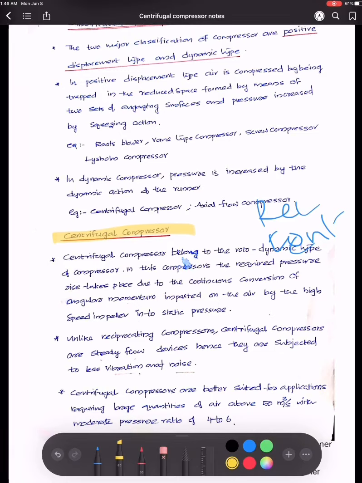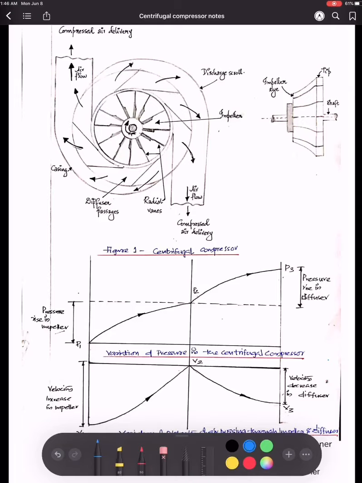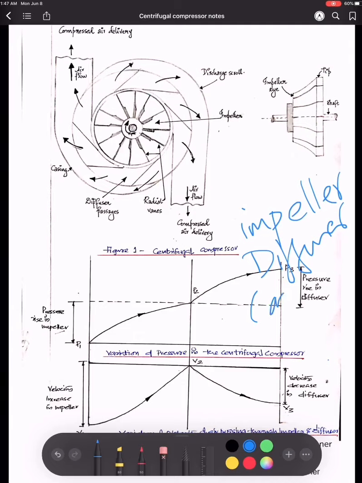It is a rotodynamic type of compressor in which the required pressure rise takes place due to continuous conversion of angular momentum imparted on the air by a high speed impeller into static pressure. Now, before I explain the working, I'll explain the parts of a centrifugal compressor. It mainly consists of three parts: an impeller, a diffuser, and a casing, a volute casing in which these two parts are housed.